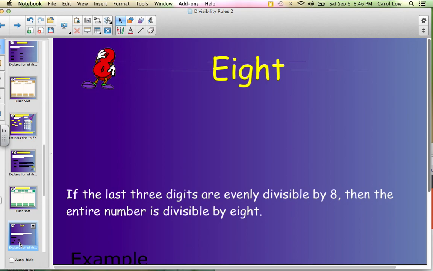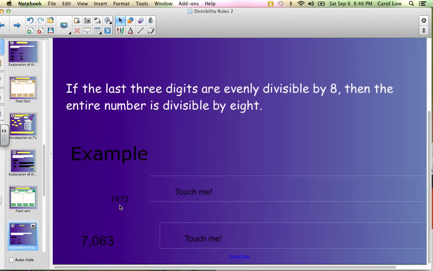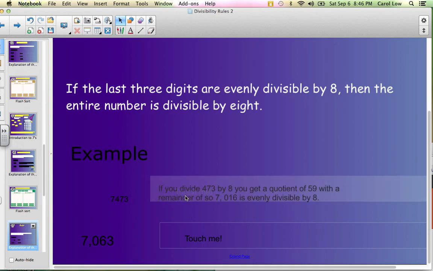The next one is 8. If the last 3 digits are evenly divisible by 8, then the entire number is divisible by 8. Okay, so the last 3 digits here are 473, and they're saying if you divide 473 by 8, you get the quotient of 59 with the remainder of 7. So 7,016 is evenly divisible by 8. Shouldn't be with a remainder. With no remainder.